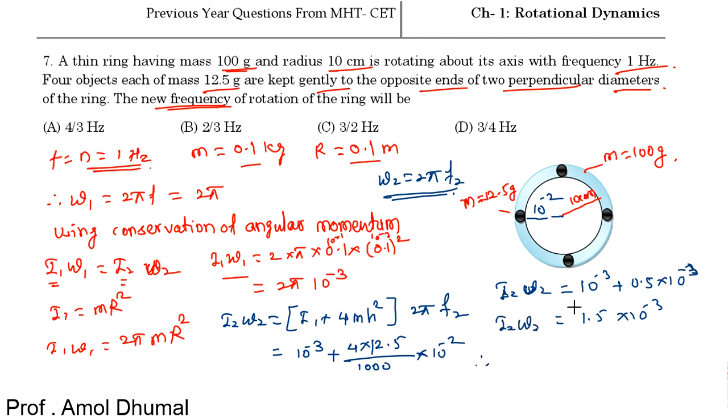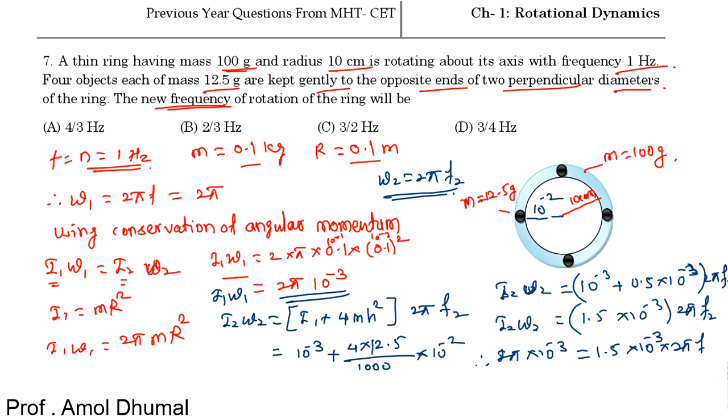Therefore, we have 2 pi f2 into 2 pi f2. So now we can equate these two equations, I1 omega 1 and I2 omega 2. So what we get, 2 pi into 10 raised to minus 3 is equal to 1.5 into 10 raised to minus 3 into 2 pi f2.